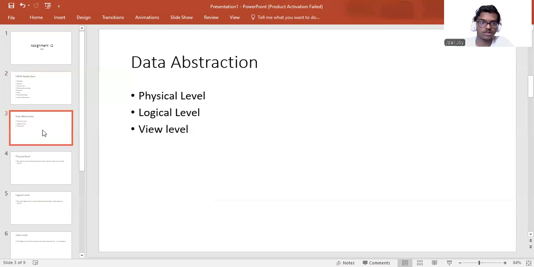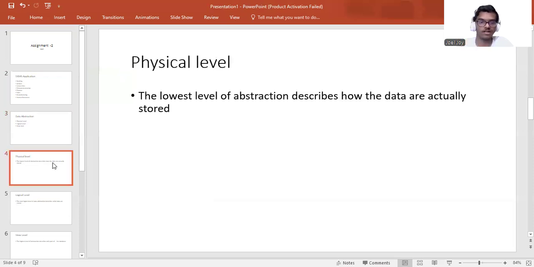The next one is data abstraction. Data abstraction actually means hiding data or showing only data that is required to the users. There are three types of data abstractions. The first one is the physical level. The physical level data is the data which is at the lowest level, and it describes how the data are actually stored. And the physical level describes the complex low-level data structures in detail.